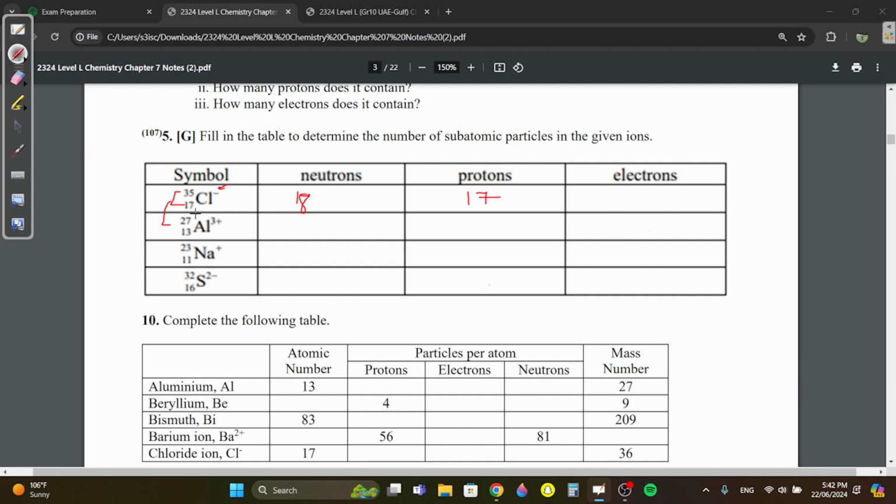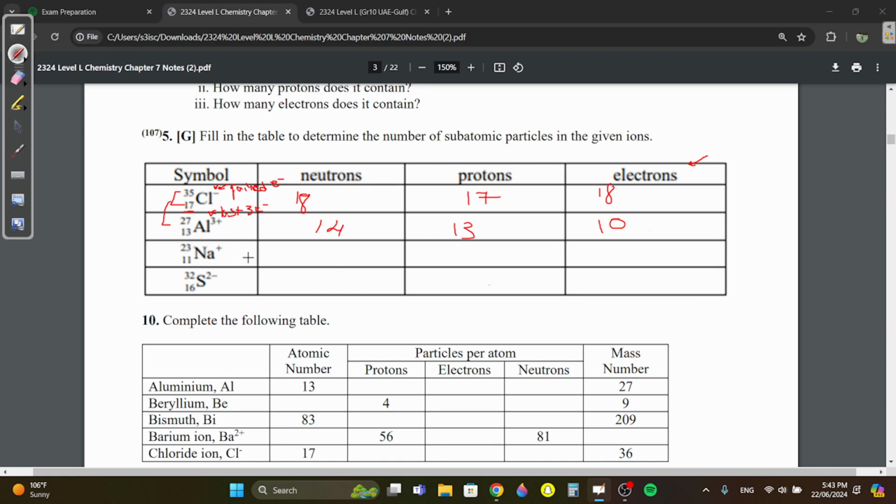Be careful that there's a charge. We know it has 17, but since it's minus, that means it gained an electron, right? So 17 plus 1 extra electron, so 18. Here, neutrons 27 minus 13, 14. Protons will be 13. Protons don't change. The only thing that could change is electrons. Since its charge is plus 3, that means it lost 3 electrons, right? So 13 minus 3, it's 10.